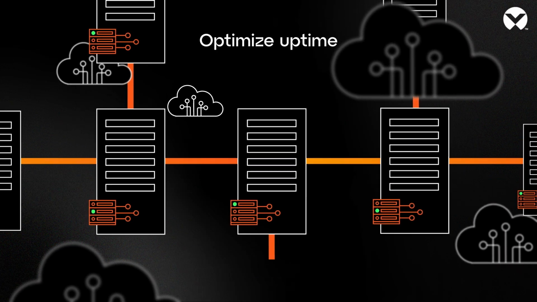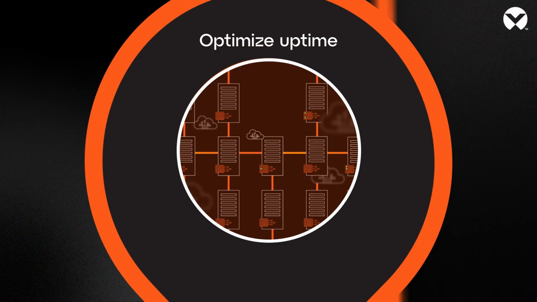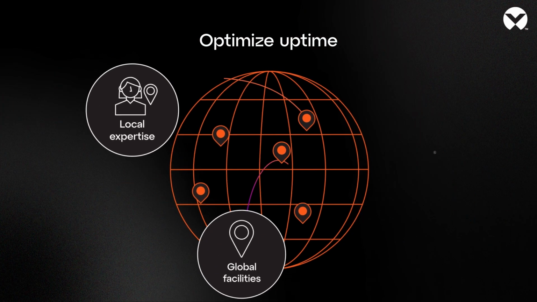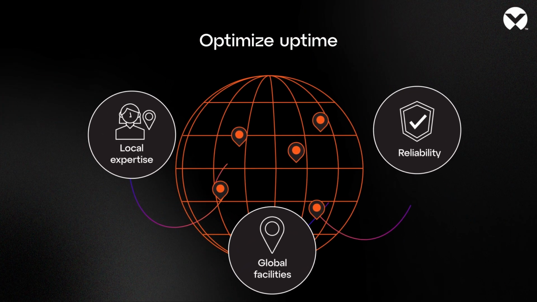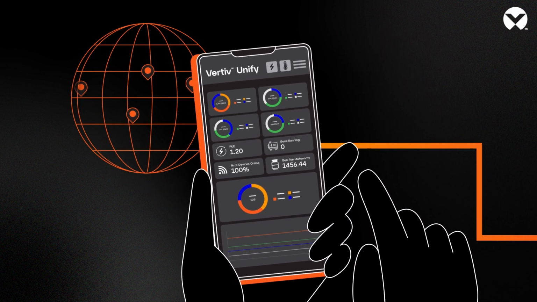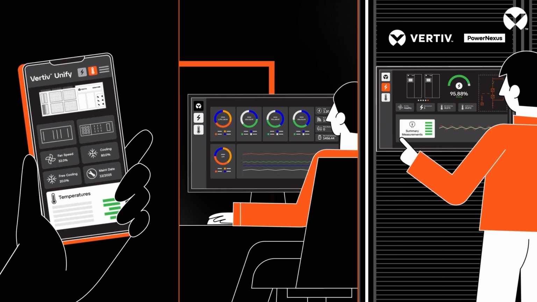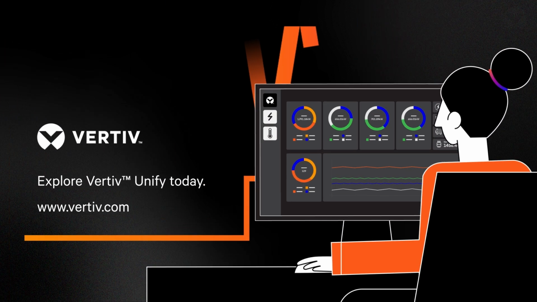Whether on site, hybrid, or in the cloud, Vertiv Unify seamlessly scales and secures your entire infrastructure. Optimize your hyperscale and co-location data center with a platform built for smarter, more reliable performance. Vertiv Unify, confidence in performance, control at every level.